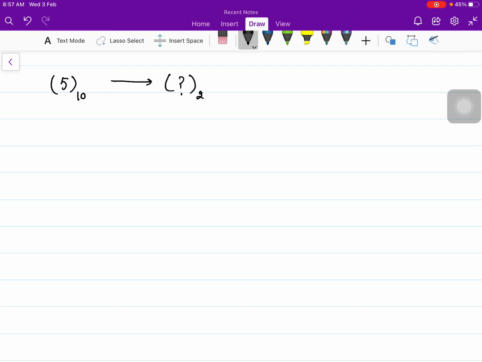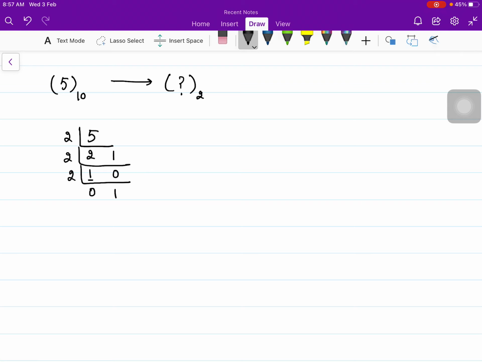If we have to convert this decimal number to binary, we will divide 5 by 2. That is, 2 2s are 4, remainder 1. Now we divide 2 again by 2: 2 1s are 2, remainder 0. Now this 1 has become less than 2, so the quotient will now be 0 and the remainder will be 1.